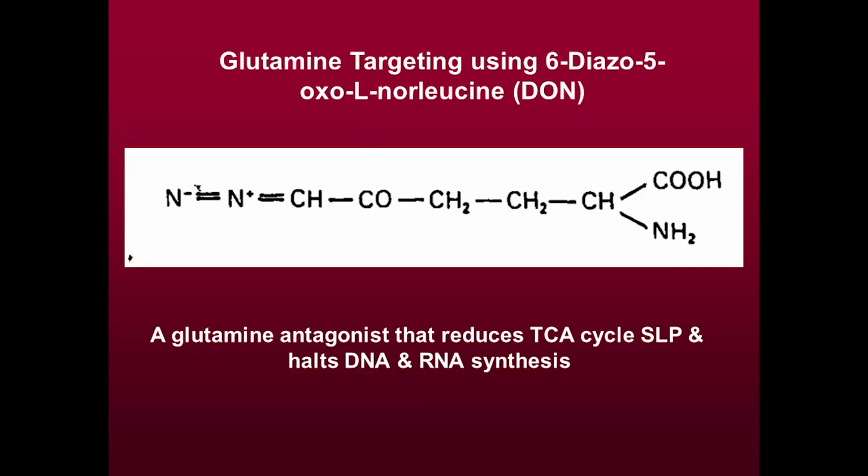So we chose this to test the hypothesis. We used DON, 6-diazo-5-oxo-norleucine. It's a glutamine analog. It comes in, it blocks the glutaminase activity, you can't take it up, it just gums up the whole glutamine system. It reduces TCA cycle substrate level phosphorylation, which we just heard from Dr. Christopoulos, and it also halts DNA and RNA synthesis. What happens when we treat these tumors now with the ketogenic diet and this glutamine inhibitor?